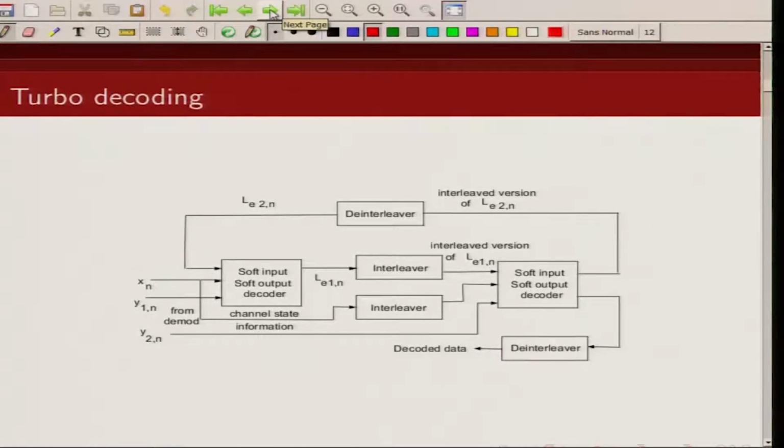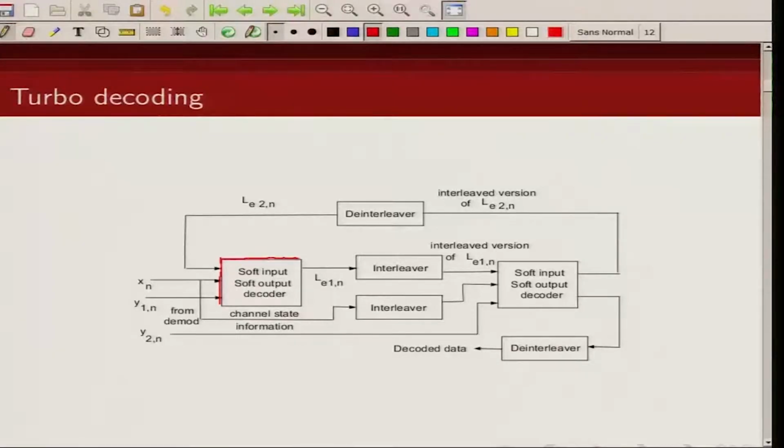So this is the block diagram of a turbo decoder. Recall a turbo code consists of parallel concatenation of two recursive convolutional encoders. So here we have two decoders, it is an iterative decoding process. We have two decoders corresponding to the two encoders. This is one decoder, this is the second decoder.